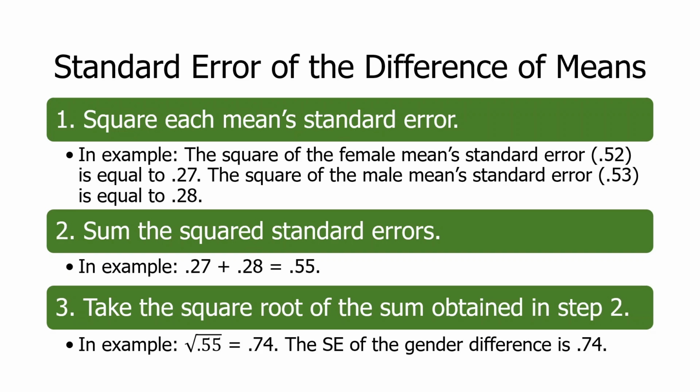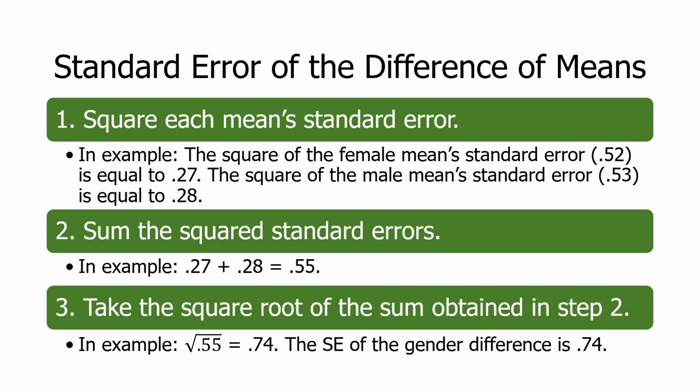What was just done? One, square each mean standard error. The square of the female mean standard error is equal to 0.27. The square of the male mean standard error is equal to 0.28. Two, sum these squared standard errors. In the example, 0.27 plus 0.28 is 0.55. Three, take the square root of the sum obtained in the earlier step. So the square root of 0.55 is equal to 0.74. That is the standard error of the difference.